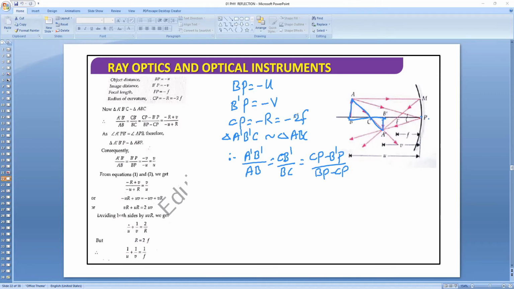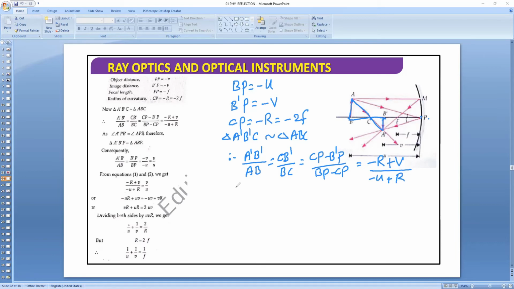What is CP? Minus R. Minus R minus B'P. B'P is minus V, so minus of B'P is minus of minus, plus V. What is BP? Substitute: minus U. What is CP? Minus R, minus of minus, plus R.